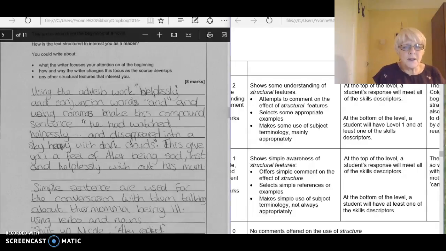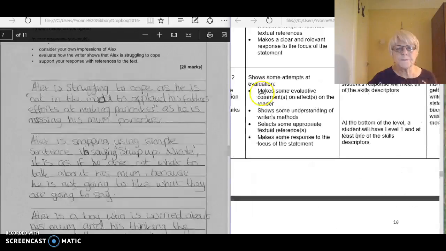So unfortunately I can't really give you any marks for this question because you've not really talked about the structure, so you've not answered the question.